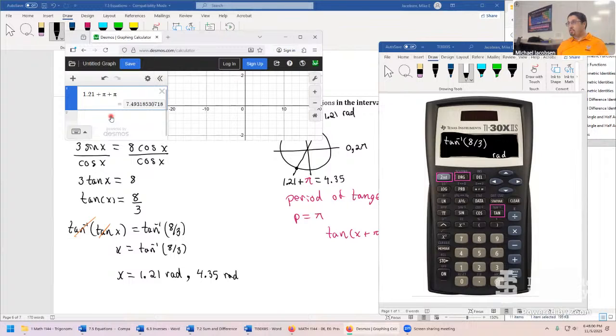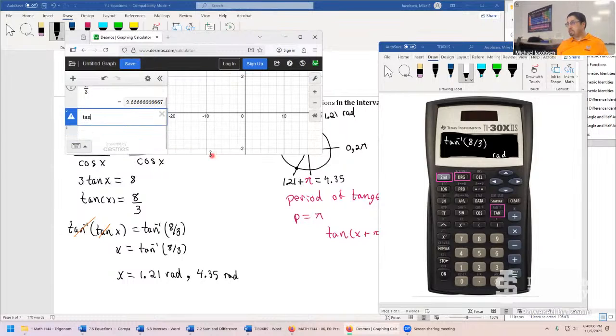Take a look at the number 8/3. Take the tangent at one candidate, 1.21. And you know what? That's pretty close. Keep in mind, we rounded the radian measurement here, so we're not getting exactly 8/3, but that's sufficiently close, almost to the hundredth, for me to say we've got the right value there. Plug in the next one, 4.35, and that's sufficiently close as well, within a hundredth. If we rounded to 3 decimal places, we would have been even closer.